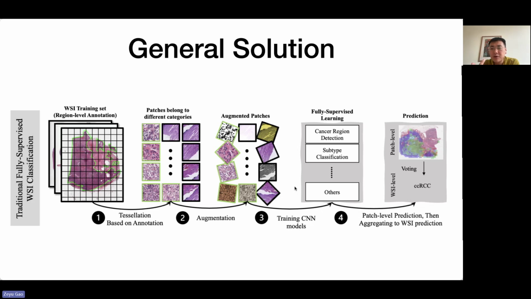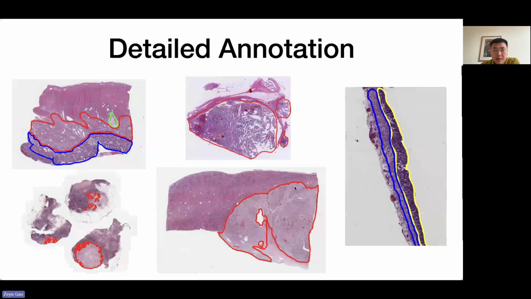We do cancer region detection, subtyping, and even other tasks. And then at the end, we do the aggregation. We either do majority voting or any other aggregation method to aggregate the patch level prediction results into the slide level. It's basically the very beginning workflow for computational pathology. But the main issue is that this kind of detailed annotation takes a lot of the pathologists' time. They're already busy now. If you ask them to do this, it will be very annoying.